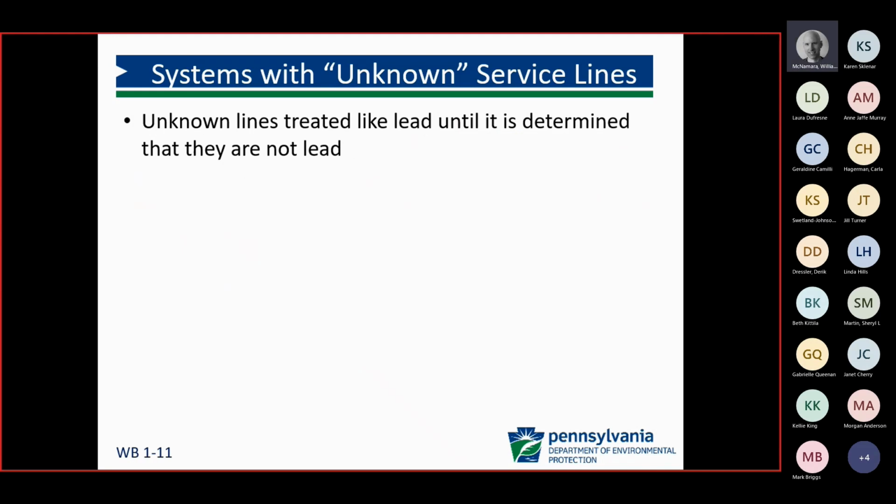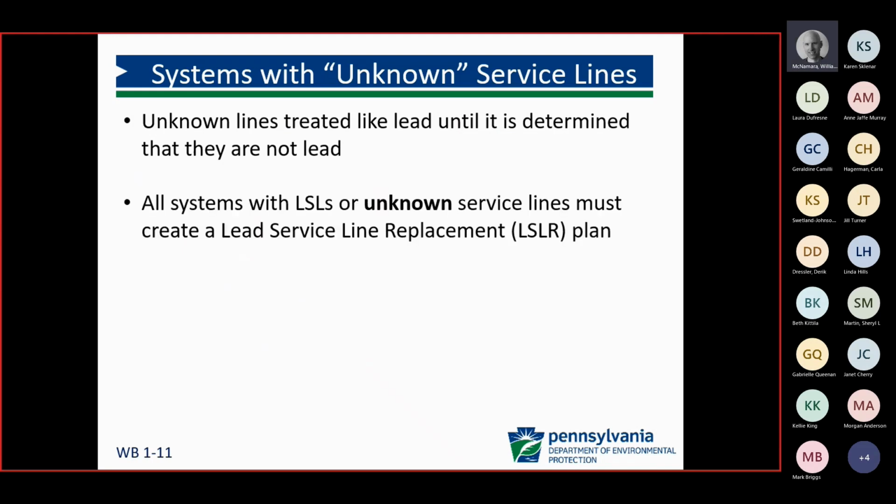And just so you know, all systems with unknown service lines, those unknown lines are treated as though they're lead lines until it's determined that they're not. So all systems with lead service lines or unknown service lines must create a lead service line replacement plan. We're not going to get into this replacement plan. That's going to be a future training down the road.